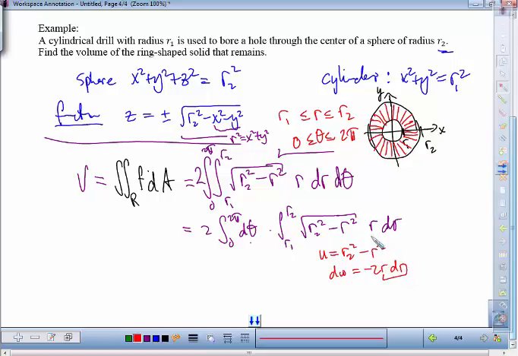So a simple u substitution will get you moving through this problem really quickly, and then you can finish the rest. Okay. Any questions other than what's the answer?